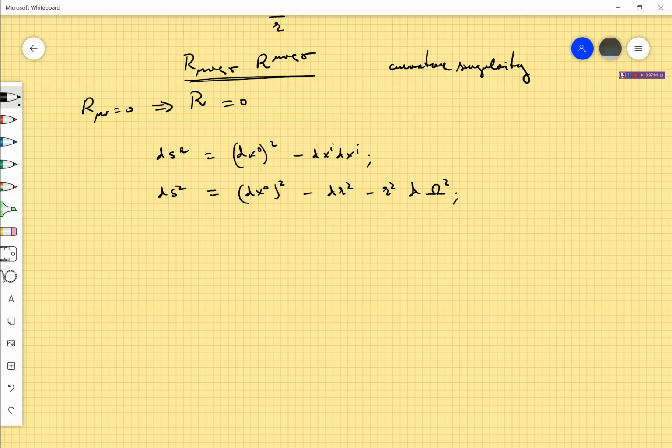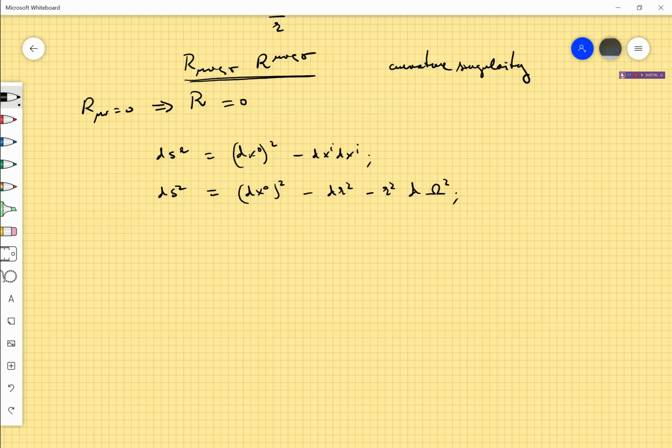In fact, the change of coordinates from x1, x2, x3 to r, theta, phi is not invertible. A single point, the origin, where x1 equals x2 equals x3 equals 0, corresponds to an infinite number of coordinate values in the spherical coordinates. So it would be r equal to 0 and arbitrary values of theta and phi. That's another way of seeing that the change of coordinates is not good.